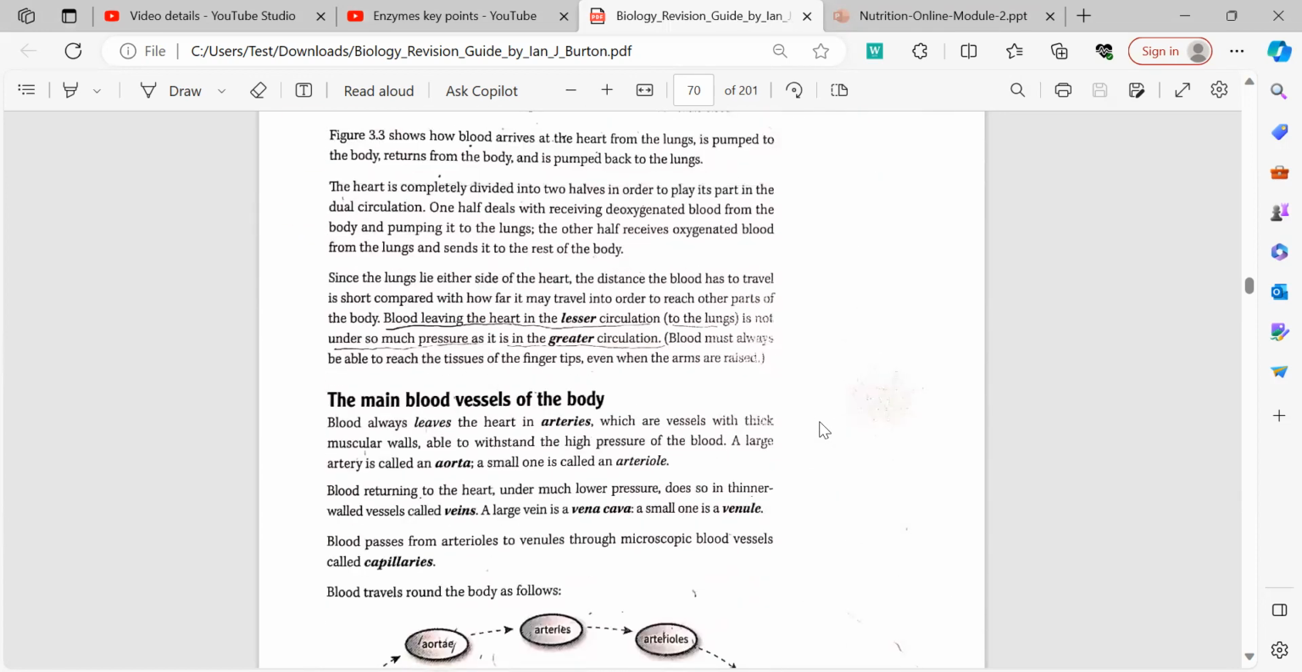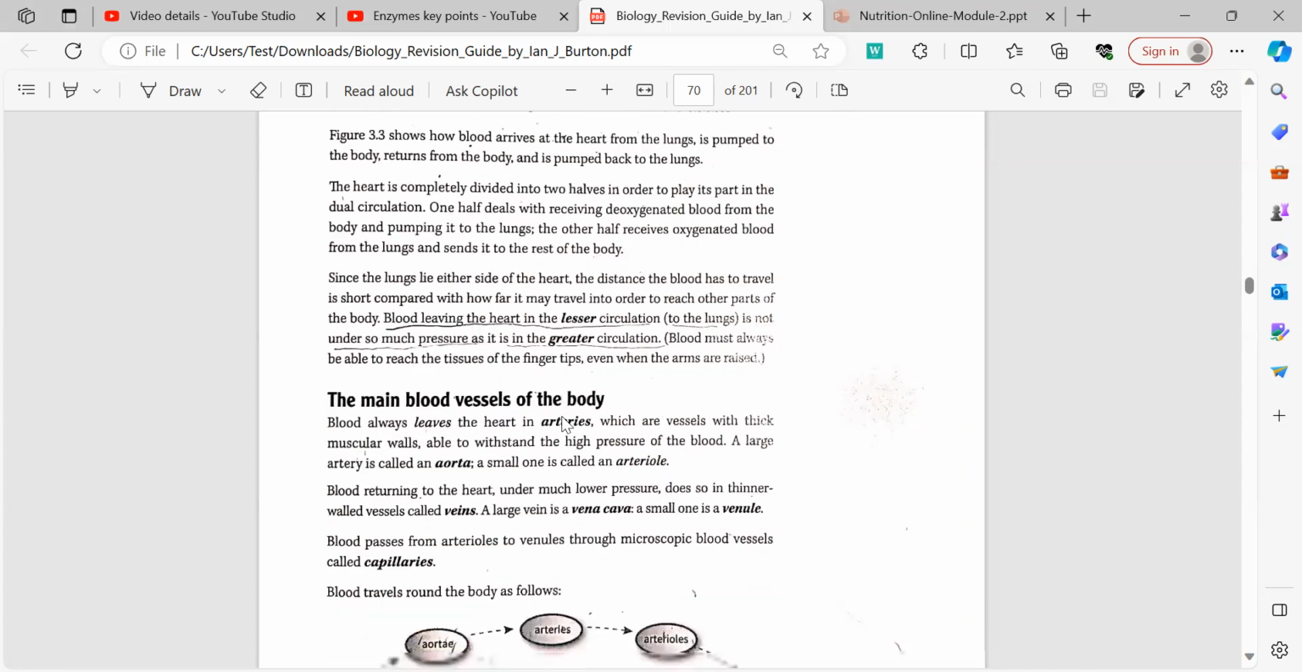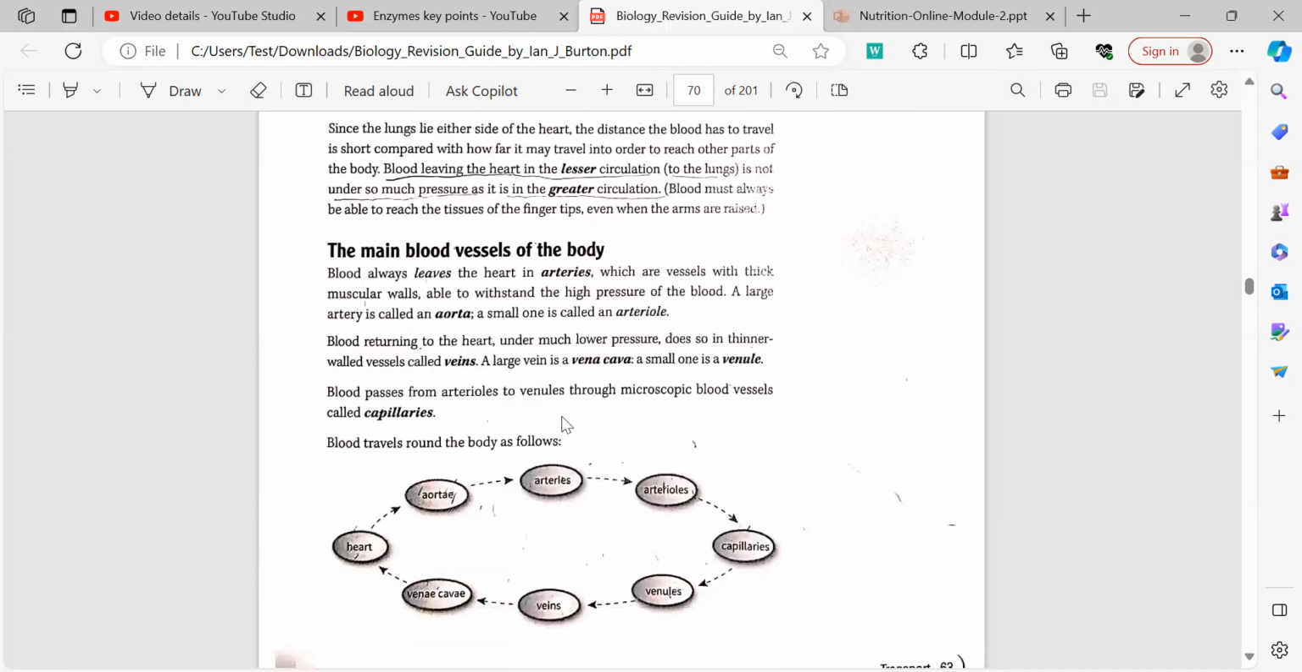Now we will be talking about the differences between systemic and pulmonary circulation. You need to know that the blood leaving the heart travels in arteries, and it is at a higher pressure than in the lungs, which is under pulmonary circulation. The main blood vessels of the human body include the aorta. And what is the aorta?